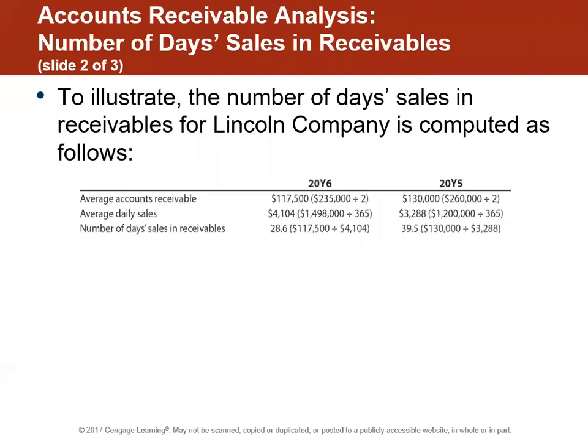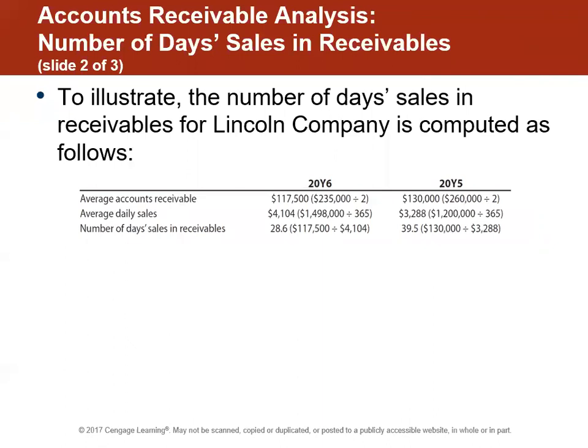What this means for 2016, the number of days sales in receivables, is that generally accounts receivable sit as receivable, or owed to us, for an average of 28.6 days. So it takes about 28, almost 29 days to collect. That's down from 39.5 in 2015. This is a ratio we want to be low, okay?